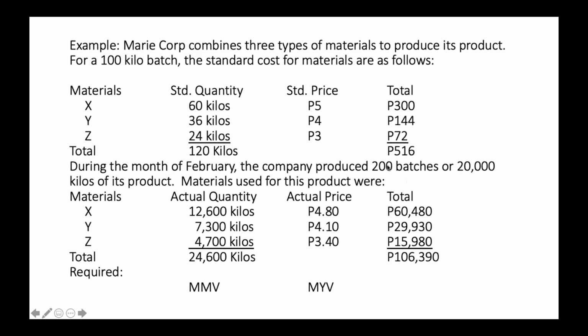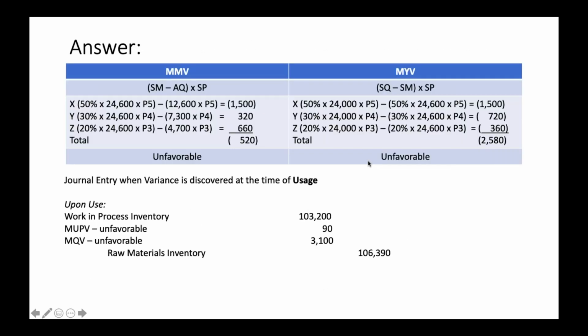The standard multiplied by the actual output equals the standard quantity. That's 24,000. So get the difference again. The answers are all negative. Let me just analyze this one for you. This is the standard mixture multiplied by the standard output, less the standard mixture multiplied by the actual output.